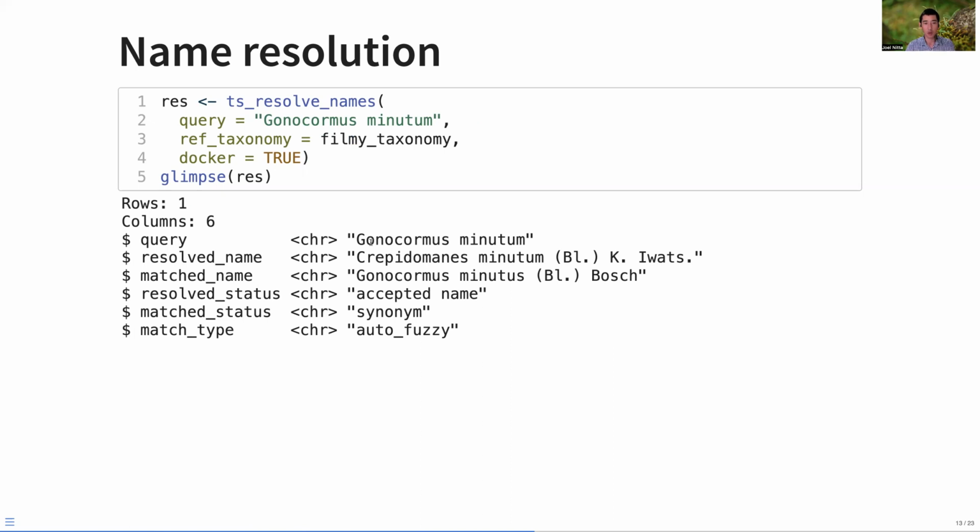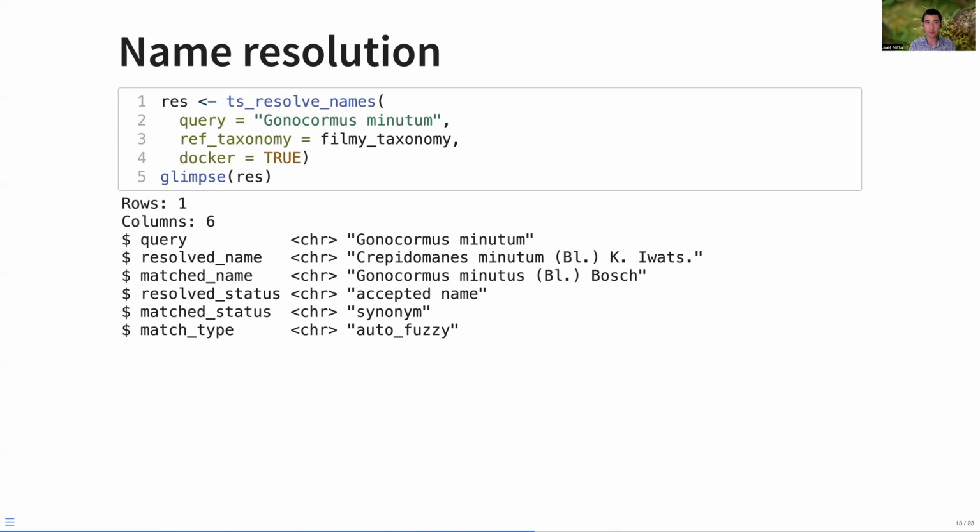Okay, so the query was Gormicormis minutum. It was matched to Gormicormis minutus Bloom-Bosch, but that name itself was a synonym, you see here, and it gets resolved as Crepidonomus minutum Bloom Kowalski. Okay, so that's how we can resolve synonyms to accepted names, taking advantage of fuzzy matching and taxonomic rules, etc.